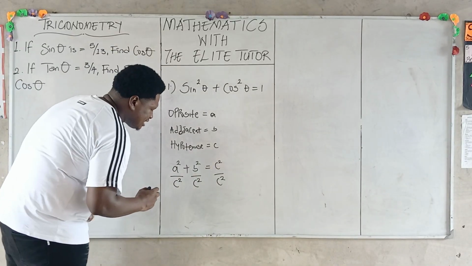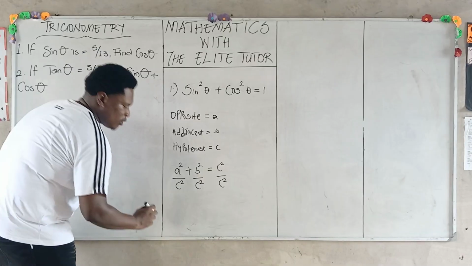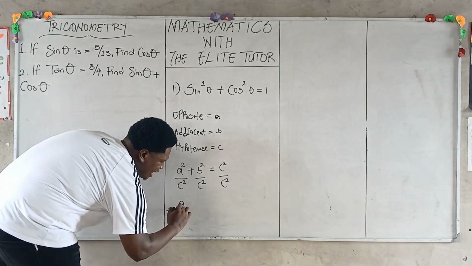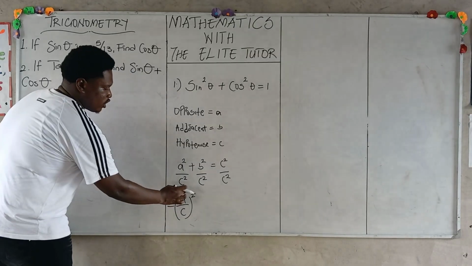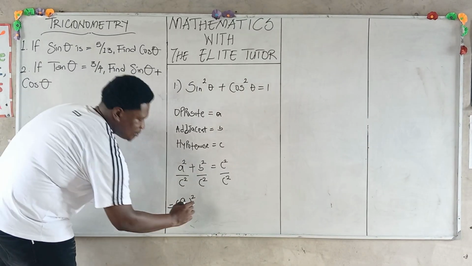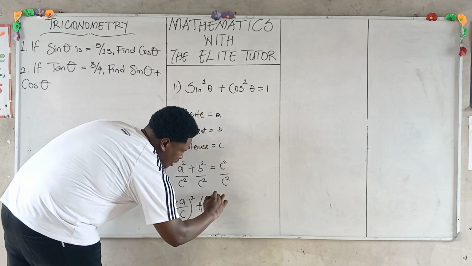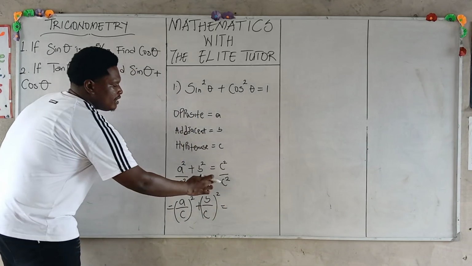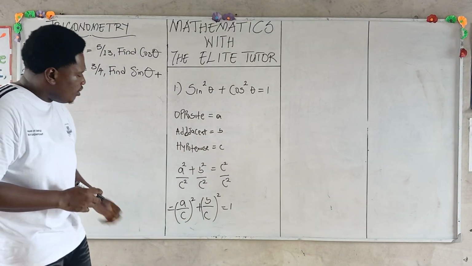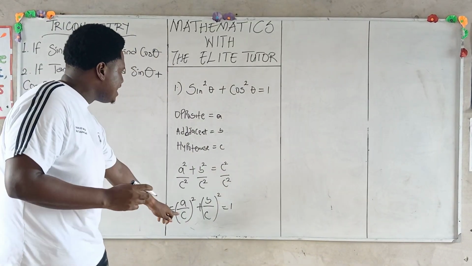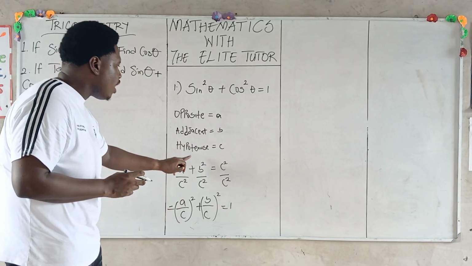So we'll have A squared divided by C squared, which is the same thing as A over C all squared. This square covers both the numerator and the denominator, plus your B over C all squared. Now C squared divided by C squared gives us 1. Don't forget that the value of your A is your opposite, and your C is your hypotenuse.